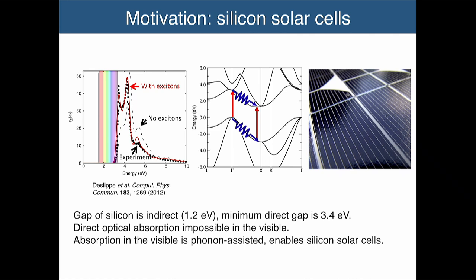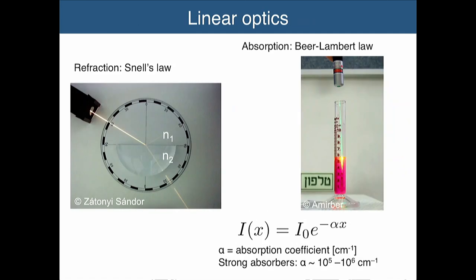To absorb across the indirect gap, you also need the assistance of phonons. You need some extra mechanism to provide momentum and conserve the overall energy and momentum in the process. This mechanism is what enables silicon solar cells to work. Without phonons, silicon would be transparent like glass. So we want to understand this mechanism in materials in general.